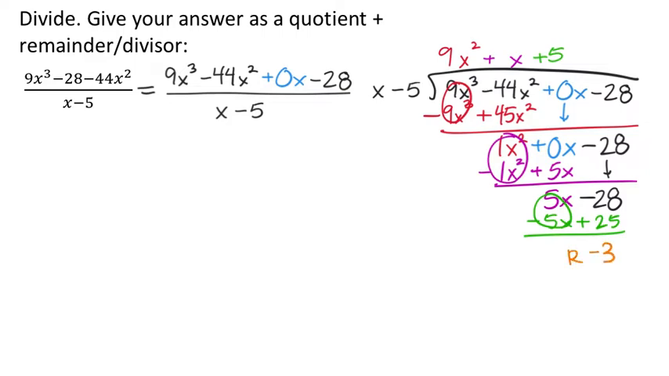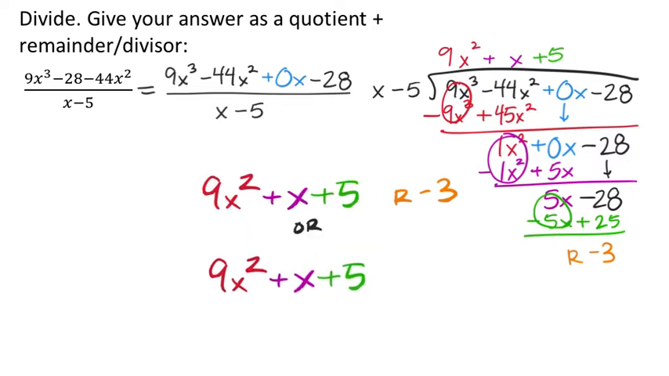So again, let's go ahead and write that quotient down with the remainder. We got 9x squared plus x plus 5. And then we have a remainder of negative 3. Or, if you wanted to, you could write it as 9x squared plus x plus 5, and then just, again, whether you put addition or subtraction here does make a difference. So you could put minus 3 like this over the denominator, x minus 5.